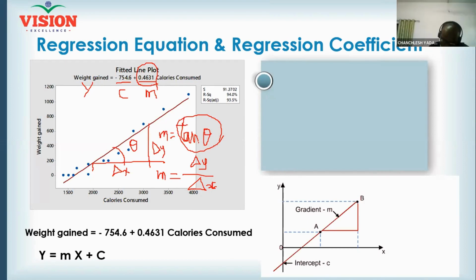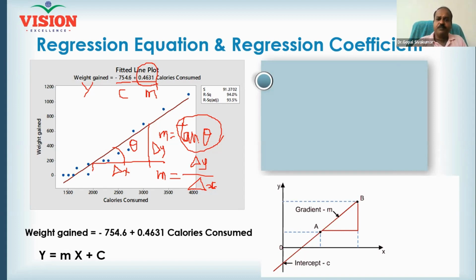All of you understand how the m is coming? M has got significance. What is the sign of m, positive or negative? M is positive. So the relationship between X and Y is positive. And the number 0.4631 is giving you a clue. What is this number telling you? When I increase the X value by 1 unit, Y value is expected to increase by 0.4631 unit. Do you understand my statement? When I increase X by 1 unit, Y will increase by 0.4631 unit.